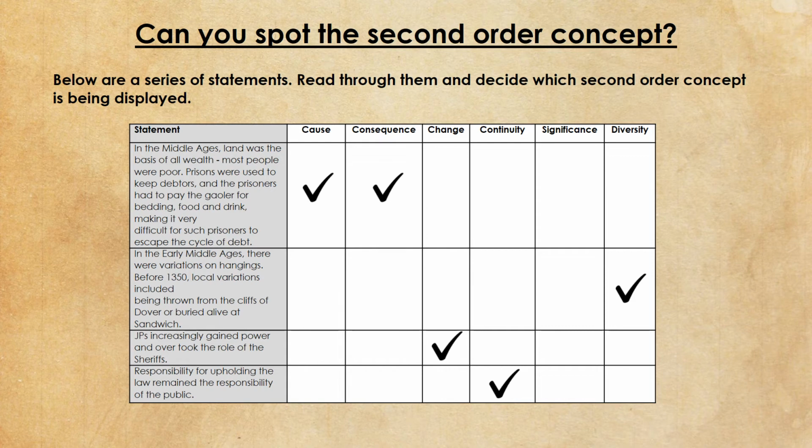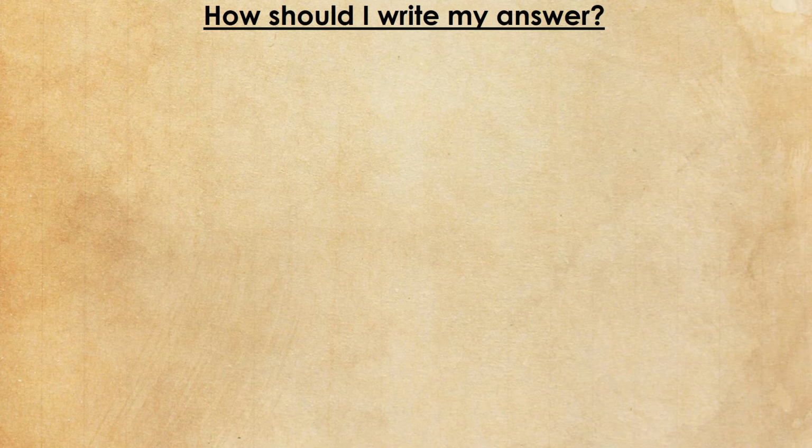Now, you will see in these statements that they haven't explicitly necessarily stated this is an example of diversity or consequence or whatever it might be, but they have implicitly talked about some of these second order concepts, and it's in your answers that you need to be thinking about, well, what can I include that displays one of these second order concepts? So how should I actually go about writing my answer?